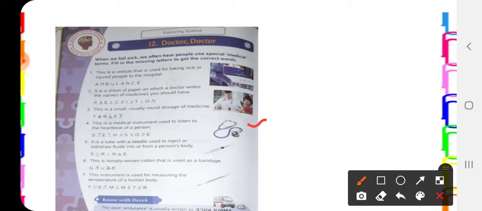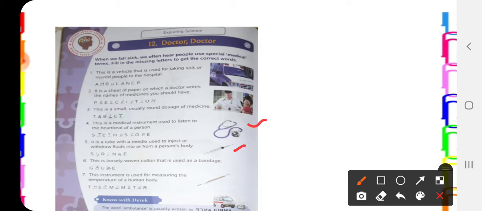Okay. Number 5, it is a tube with a needle used to inject or withdraw fluids into or from a person's body. So everybody is very scared of this, isn't it? Usually children, they are very scared of this. So it is like a tube, and it has got a very sharp needle, you can see out here, and that needle is used to put something inside your body or to take out some fluids from your body, and that is known as syringe. Okay, so this is syringe.